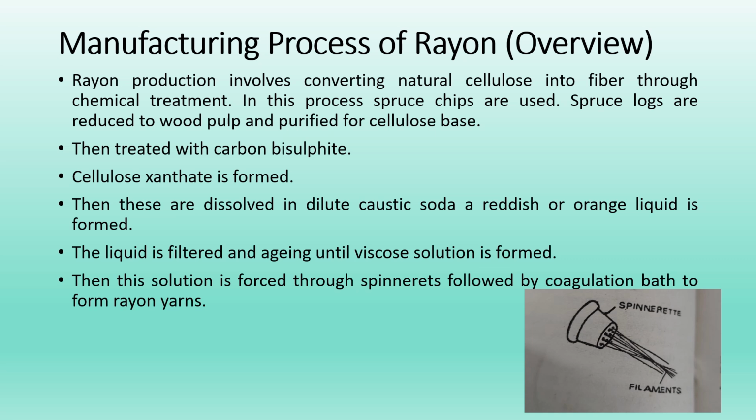The liquid is then filtered and kept for aging until a thick fluid is formed, which is known as viscose. This fluid is forced through a fine jet into a dilute solution of sulfuric acid, that is, a coagulation bath. In this way, cellulose is regenerated into continuous fibers. The largest portion of rayon is today manufactured by this process. The cost of production is comparatively low and excellent fibers are produced.